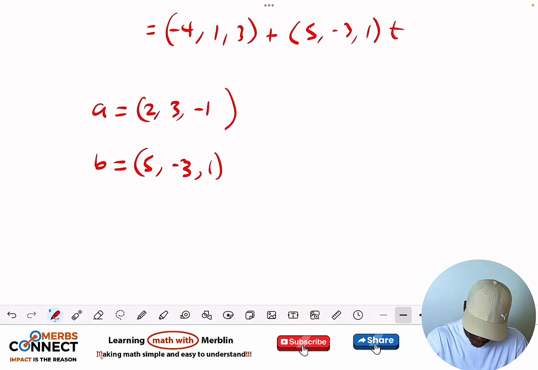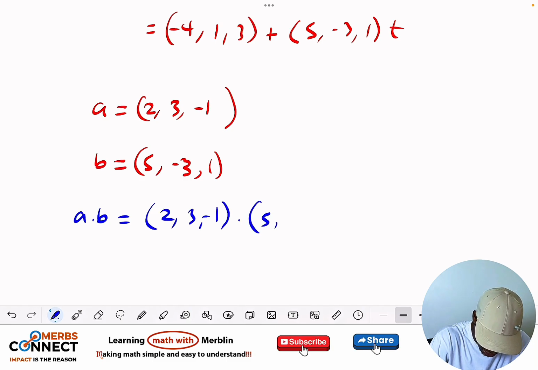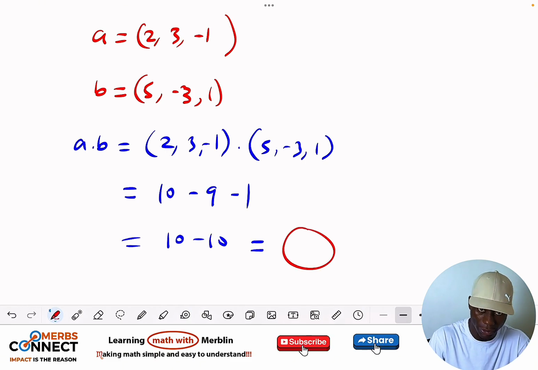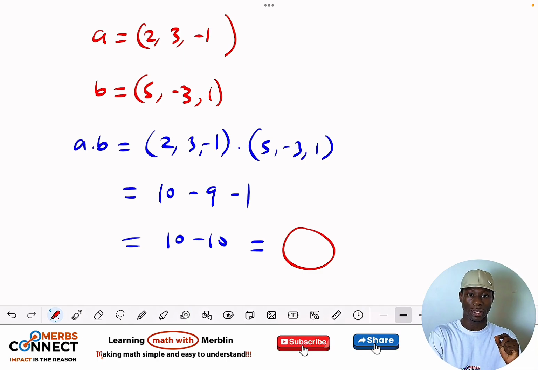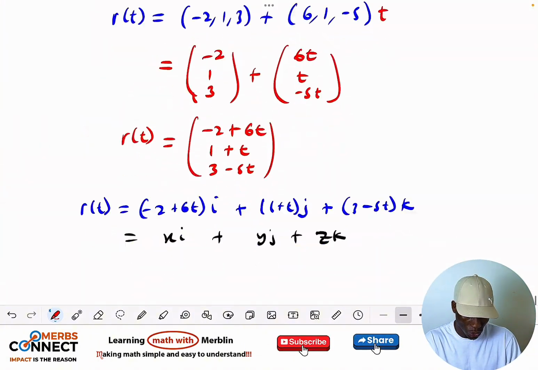So let's dot it and see what you are going to get. So a dot b is going to be 2, 3, minus 1 dot 5, minus 3 and 1. Let's do it. 2 times 5 is going to be 10, plus 3 times minus 3 is going to be minus 9, and minus 1 times 1 is minus 1. So this is going to give us 10 minus 10, and this is equal to 0. So we've shown that this is what? Perpendicular.